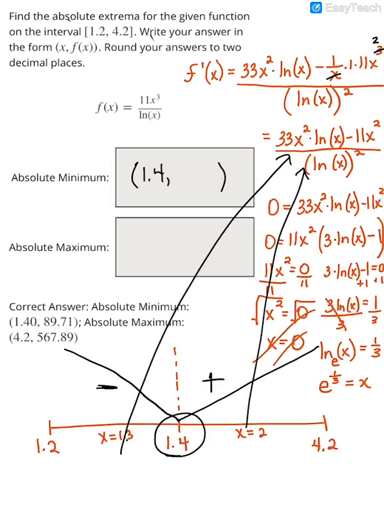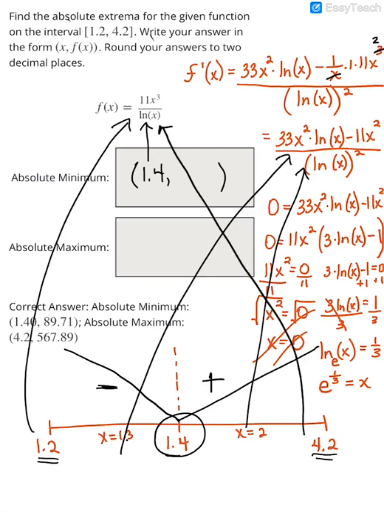And then my maximum can either be at the endpoint 1.2 or the endpoint 4.2. So we're going to actually have to plug both of those back into the original function in order to figure out their y value. So once again, I am going to pause the video, and I'm going to be taking the 1.4, plugging it into my original function to find my y value. Then I'm going to take the 1.2, plug it in to find the y value. And then I'm going to take the 4.2, plug it in to find the y value.